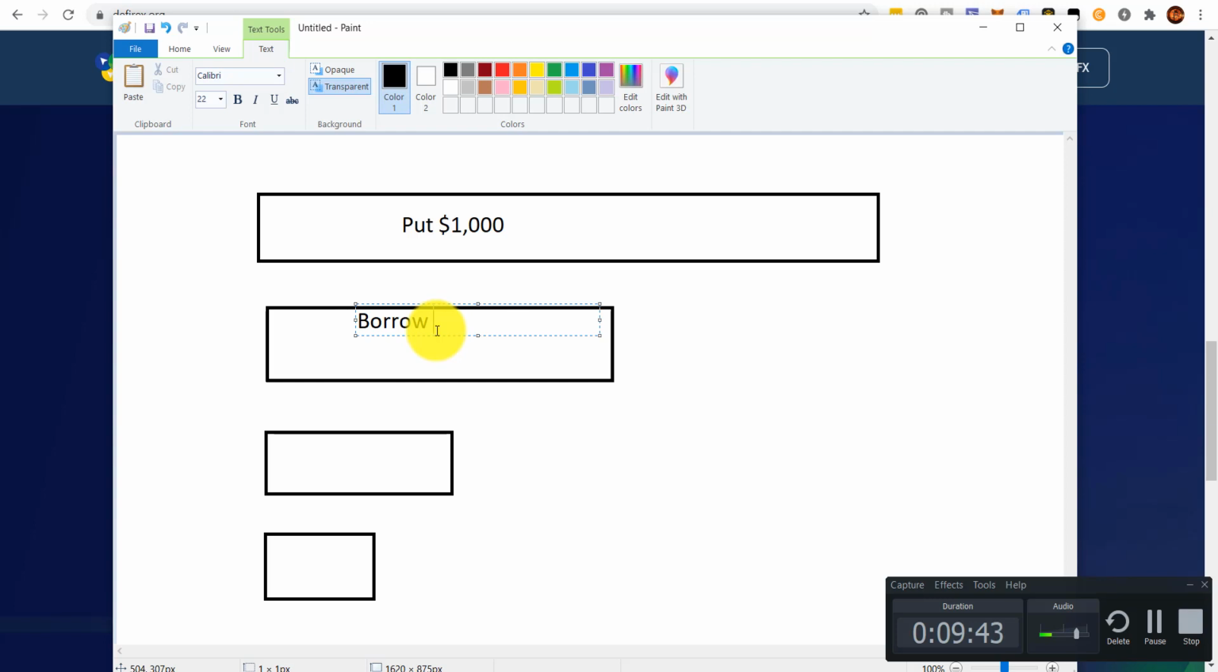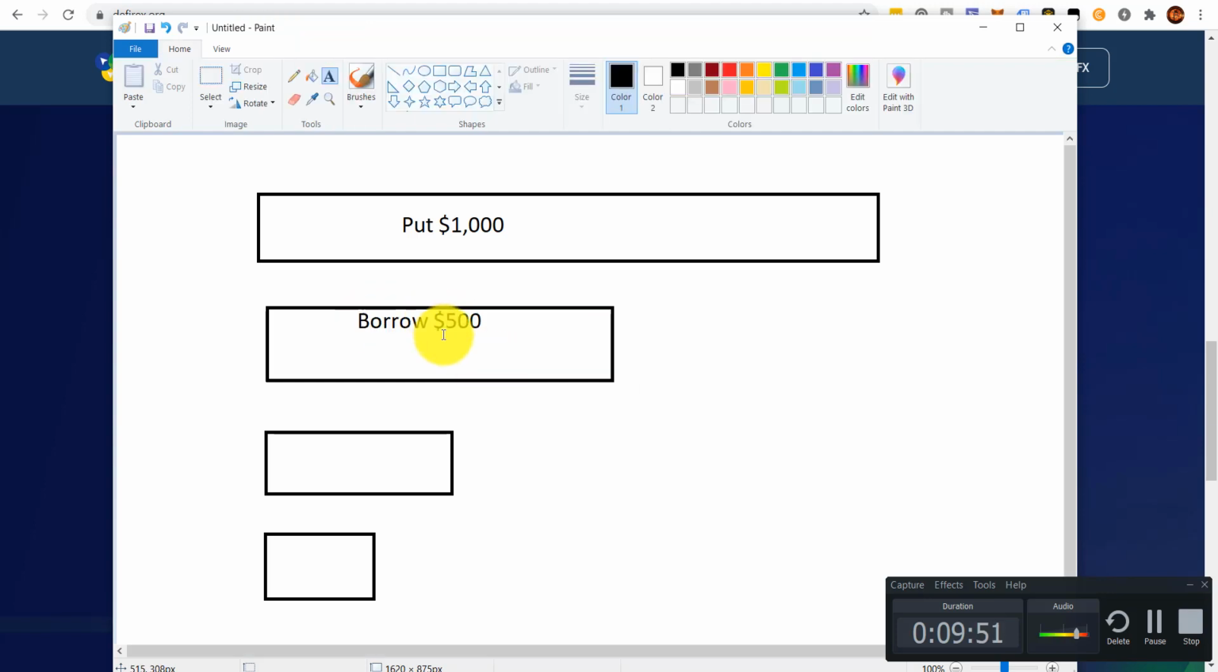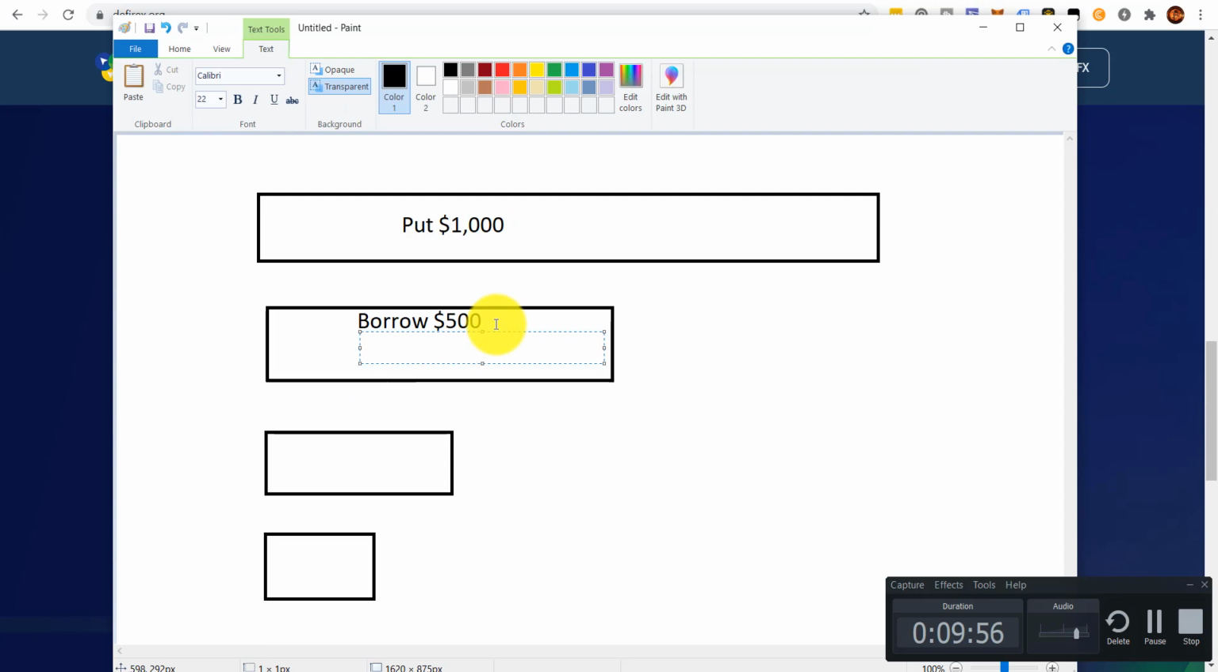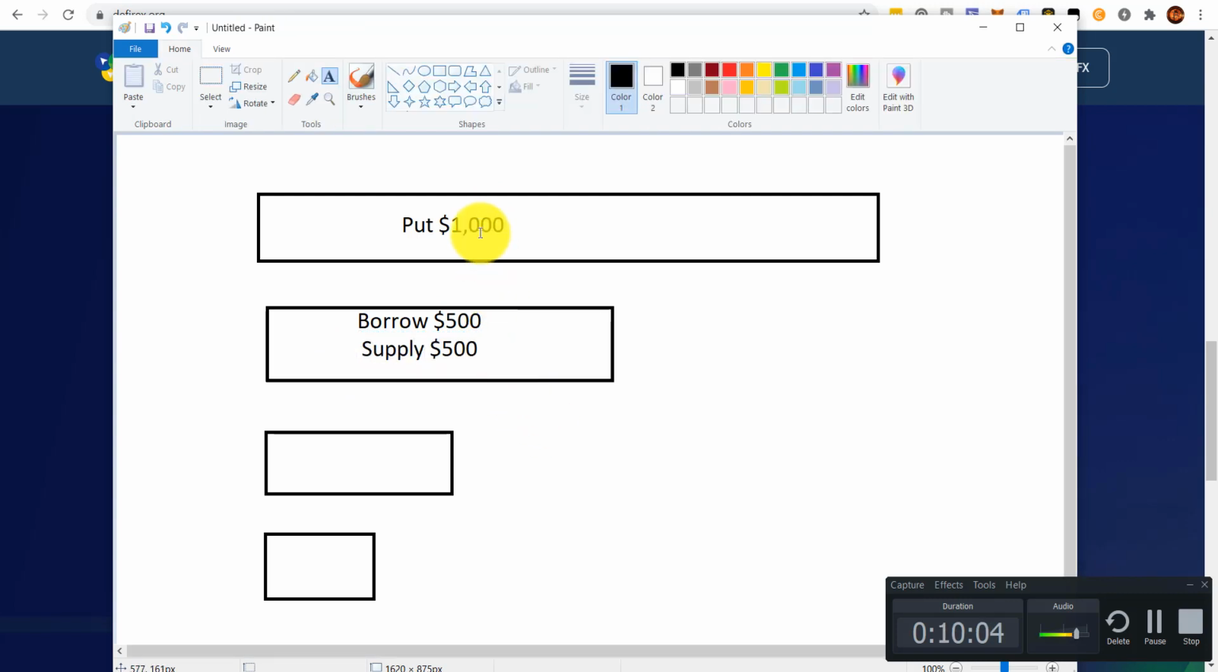Sometimes it's 35%, maybe it's 60%, whatever. There's a certain amount. But you can borrow $500. Once you borrow that 500, if you wanted to, you could go back in and supply the 500 back. Now notice what's happened here. Now you have $1,000 plus $500 earning interest.